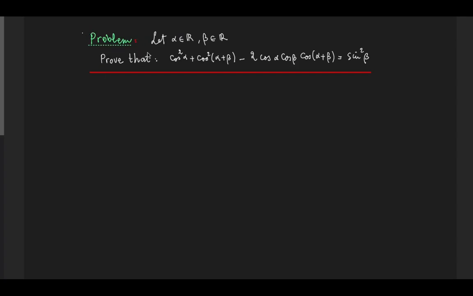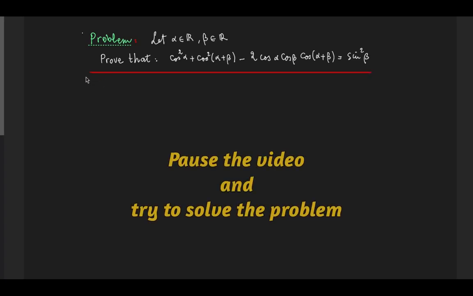Here's a new problem. Let alpha and beta be two real numbers. Prove that cosine squared alpha plus cosine squared of alpha plus beta minus 2 cos alpha cos beta times cos of alpha plus beta is equal to sine squared beta. You can always pause the video and try to solve the problem.